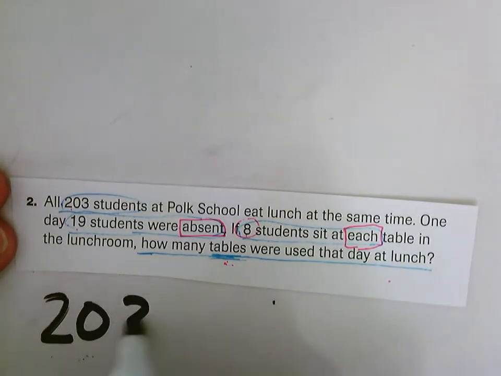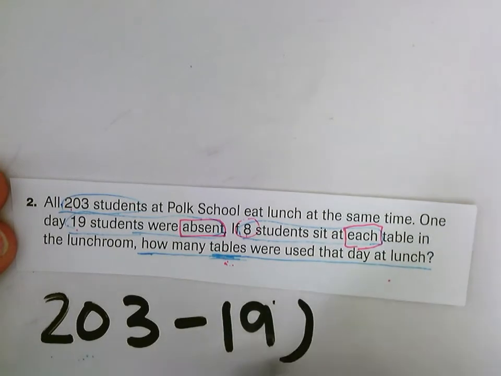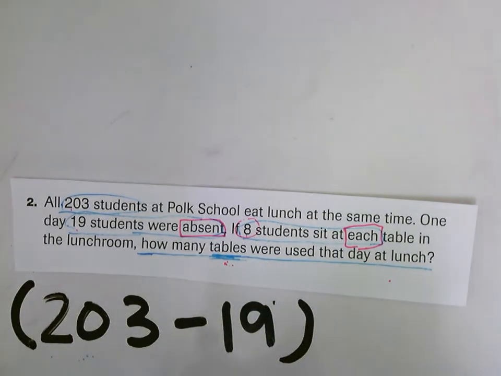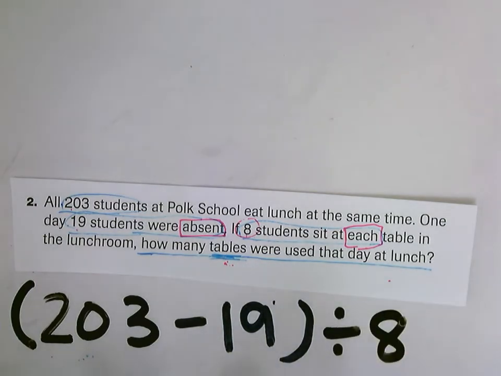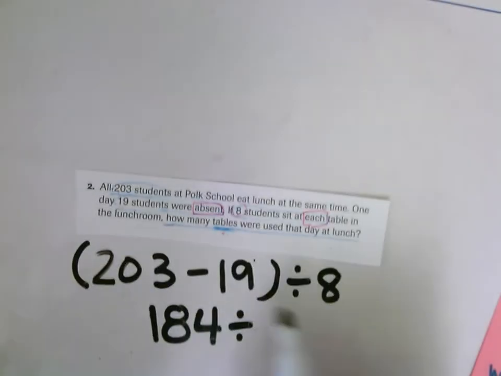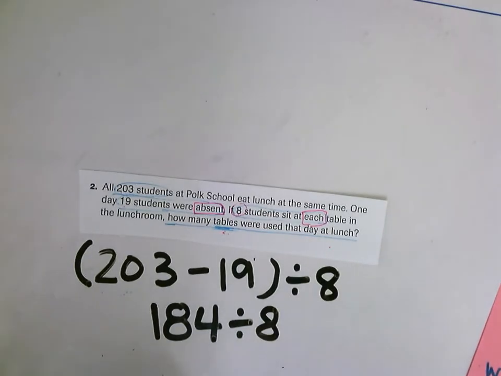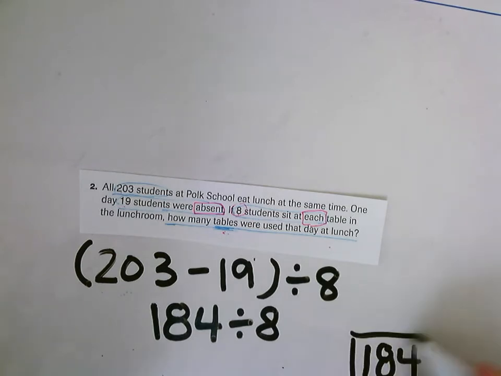203 students minus the 19 that were absent. And then I'm going to divide that answer by the 8 students at each table. So 203 minus 19 gives me 184 students were there that day. And I'm going to divide that by 8. All right, so I'm going to have to write that one out. 184 divided by 8.